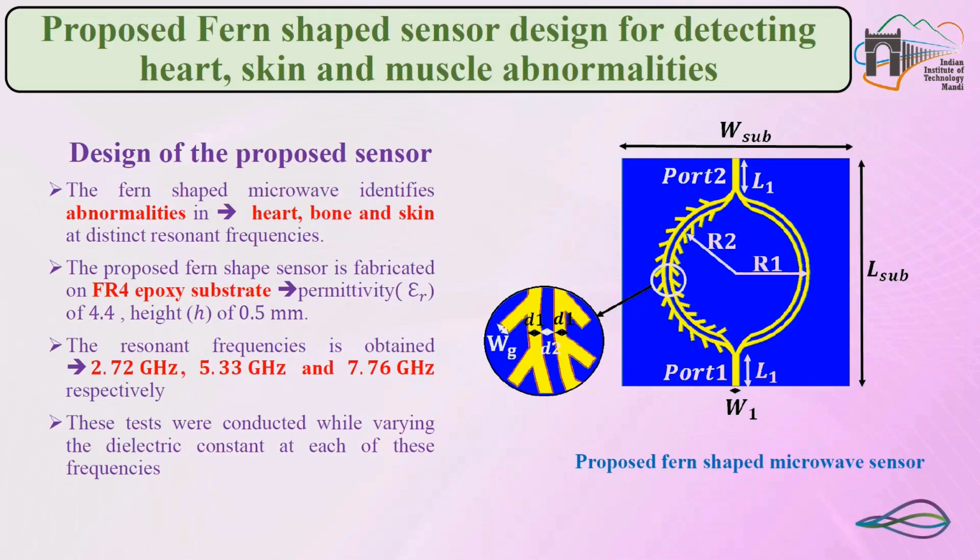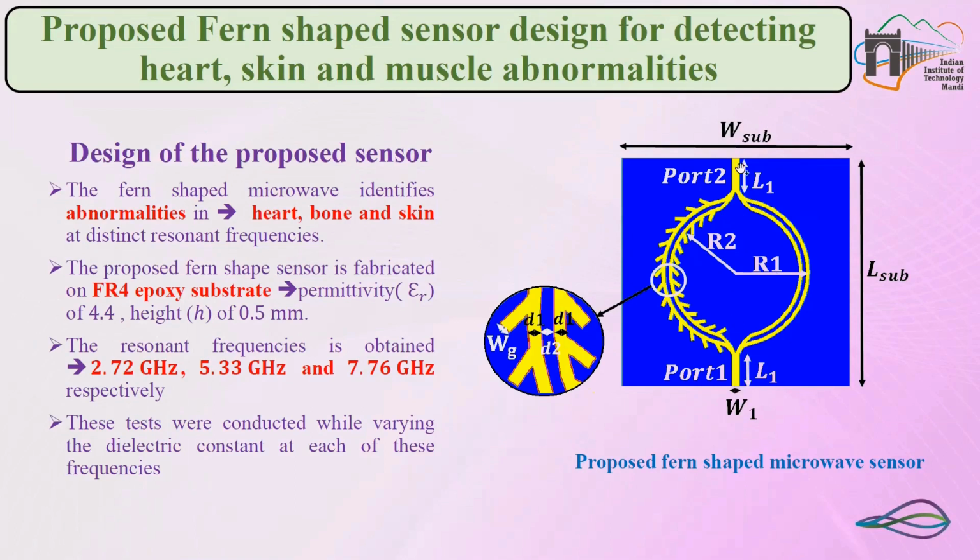This sensor is designed on an FR4 substrate of thickness 0.5 mm, and this is a tri-band antenna having resonance frequencies at 2.72, 5.33, and 7.76 gigahertz. And the abnormality tests have been conducted by varying the dielectric constant at these three frequencies. So this is the schematic of the antenna.